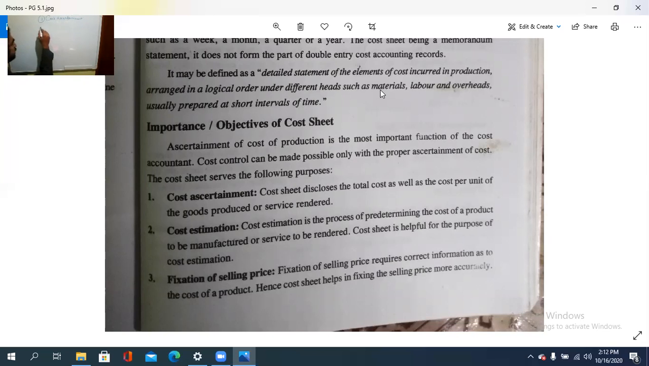Next, cost estimation. What is that? Estimating the cost. It is the process of predetermining the cost of a product to be manufactured or the services to be rendered.